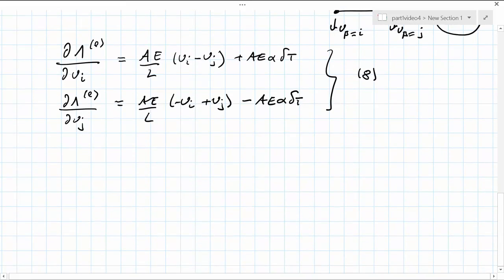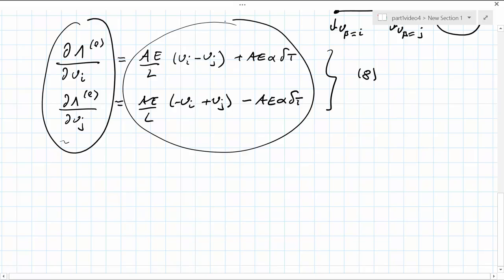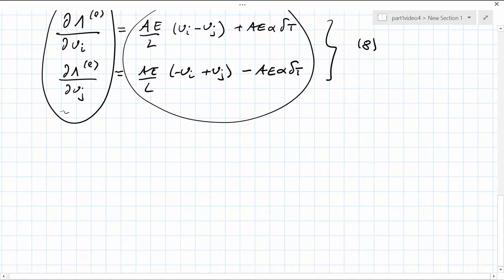So this is a system of equations, a pair of simultaneous equations, that lends itself to being written in matrix form. So we can make a column vector out of the derivatives here, and we can formulate a matrix vector system out of this here. So let's do that. So our vector of derivatives is given by d lambda e d ui, d lambda e d uj.